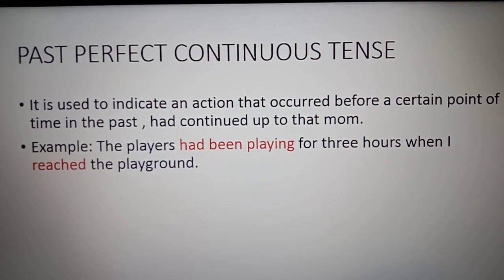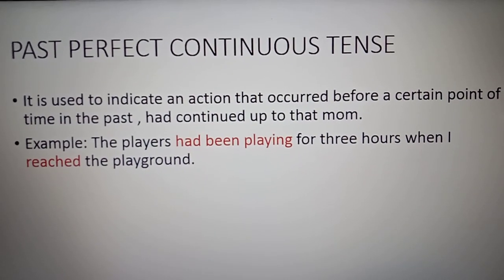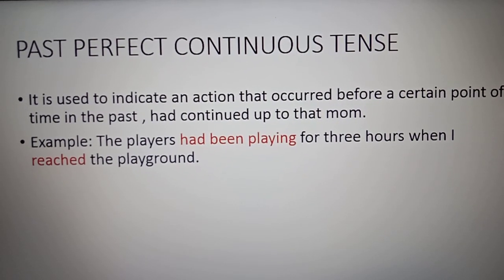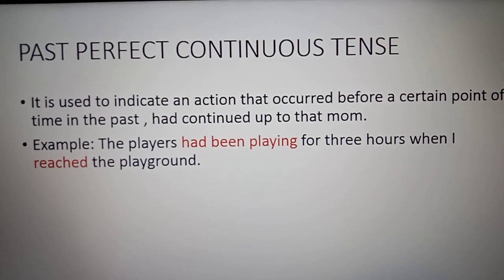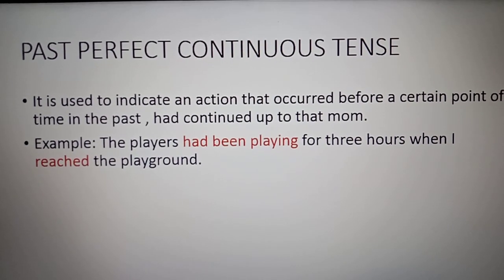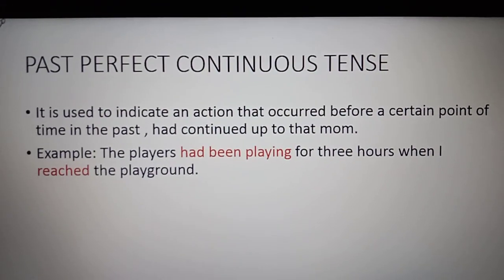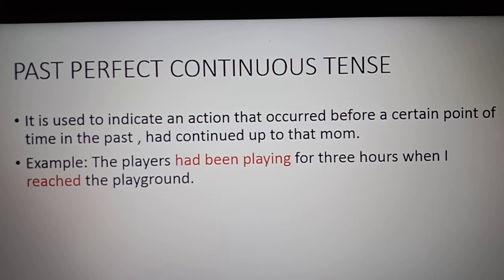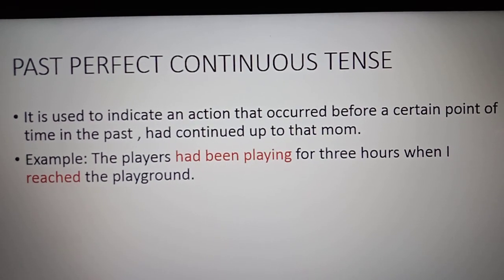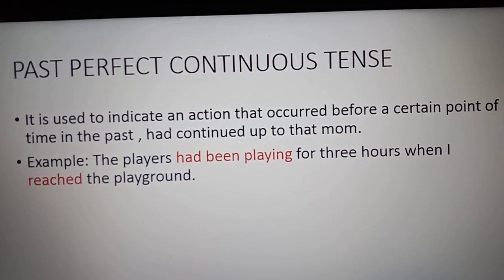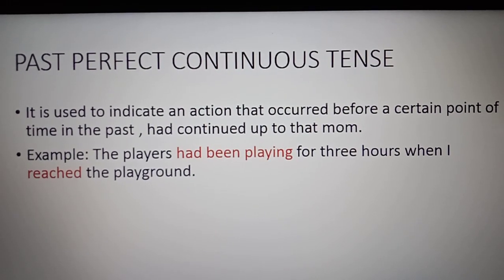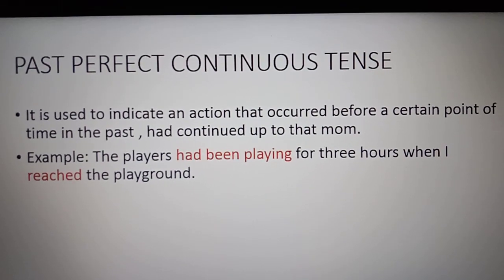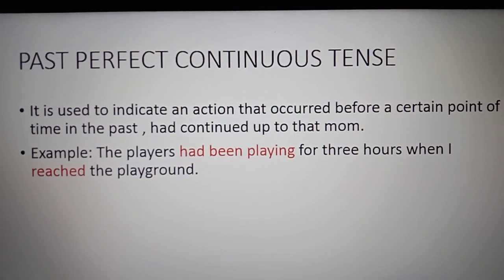Like, the players had been playing for 3 hours when I reached the playground. So it was started already. It was long back some action took place. Got it? Now still it was going on. Had been playing for 3 hours. Got it, children? So the form of the sentence will be, in the present tense we use the subject has been or have been plus verb ing form plus the object. Now here it will be had been playing.